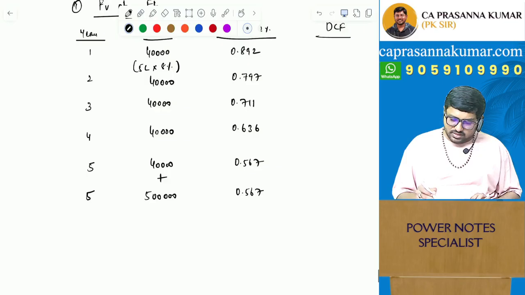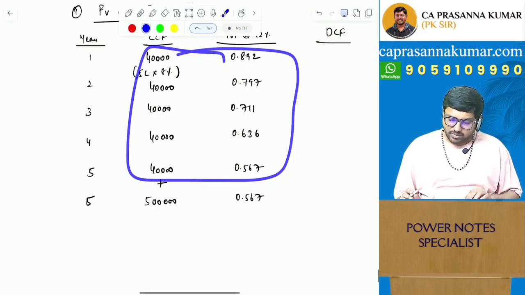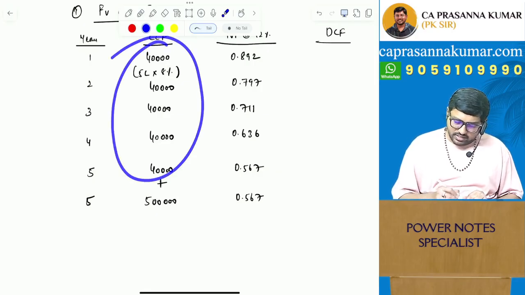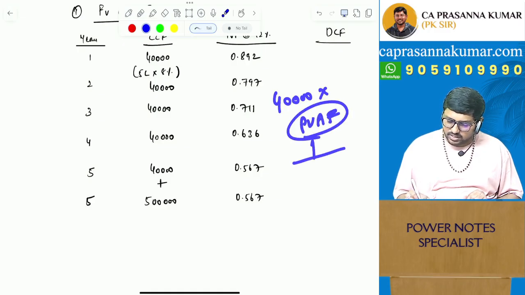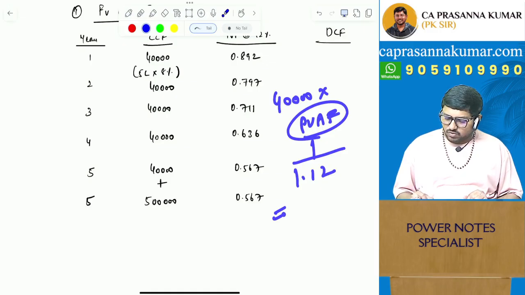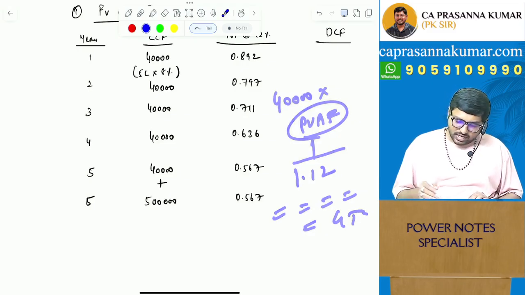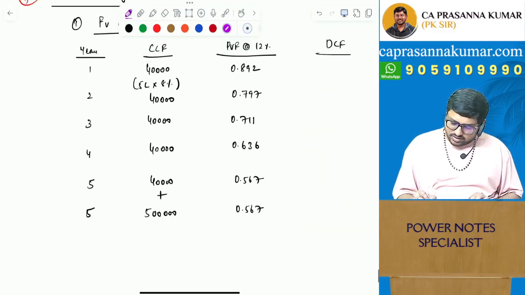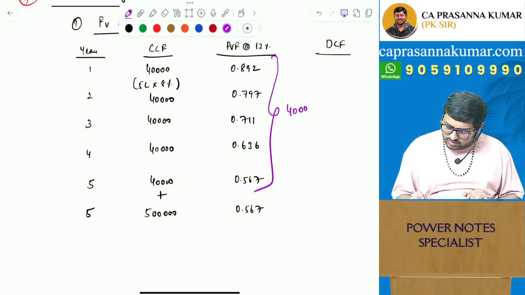All right, you can also calculate this as an annuity. You understand the point? Annuity in the sense, for 5 years anyway the cash flows are same, na? So just take 40,000, you multiply that with present value annuity factor, which is nothing but 1 divided by 1.12, 1, 2, 3, 4, 5 GT. You got the point? Because the cash flows are same. So that will save time also for you.